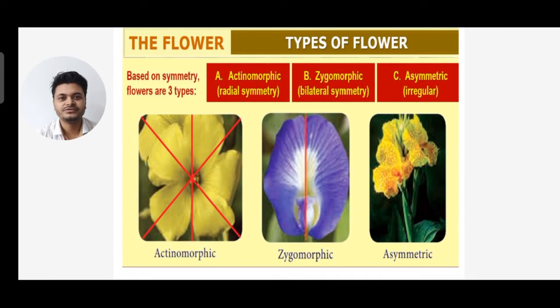Now moving to the types of flower. Based on symmetry, flowers are of three types: actinomorphic, zygomorphic and asymmetric. Actinomorphic shows radial symmetry, zygomorphic shows bilateral symmetry, and asymmetric flowers do not show any type of symmetry.